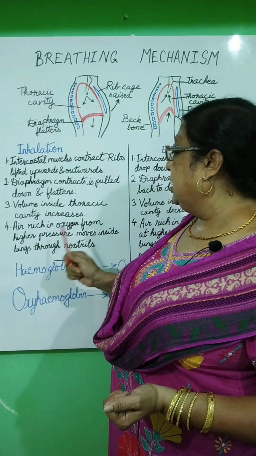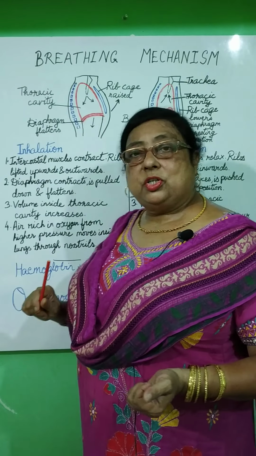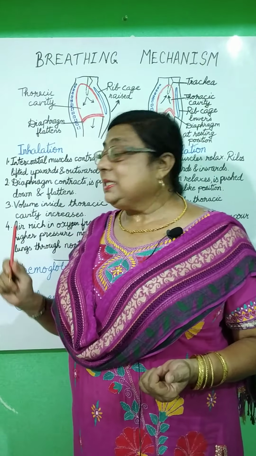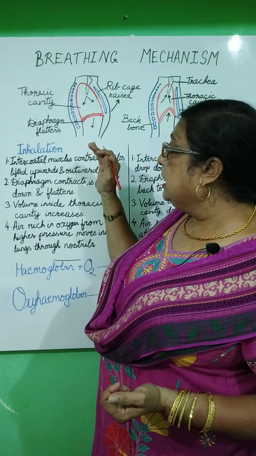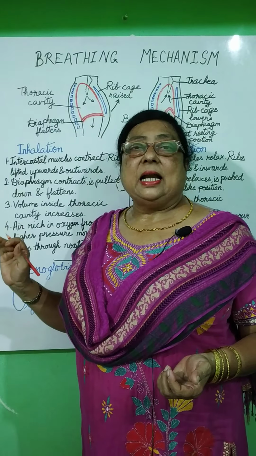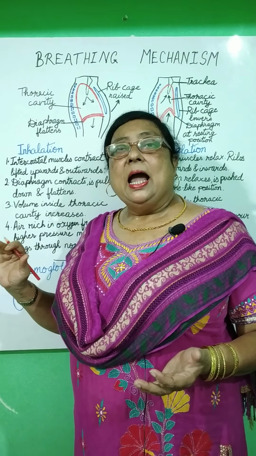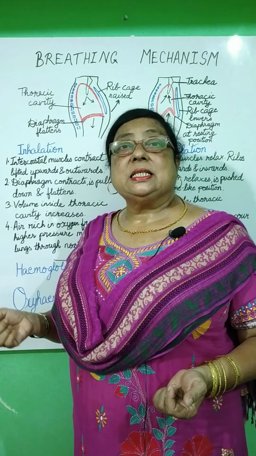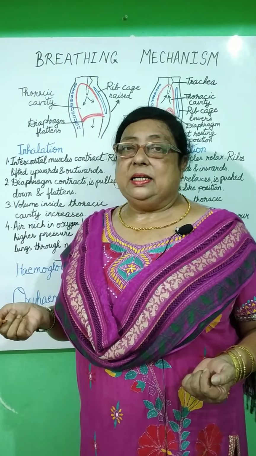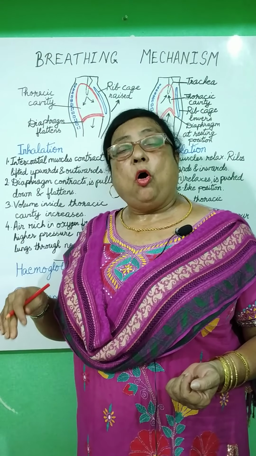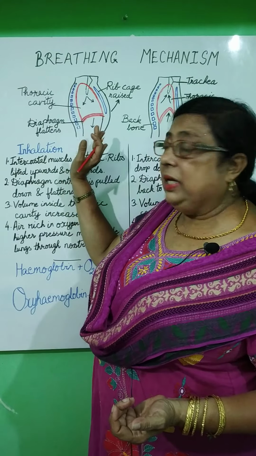Air rich in oxygen from higher pressure moves inside the lungs through our nostrils. And at that time, what happens? The diaphragm contracts, is pulled down and is flattened. Because of that, air space is created and air gets into our thoracic cavity. That is the inhalation process when oxygen gets into our lungs. So this is the whole process of inhalation.